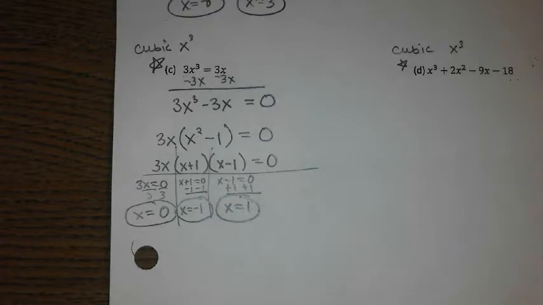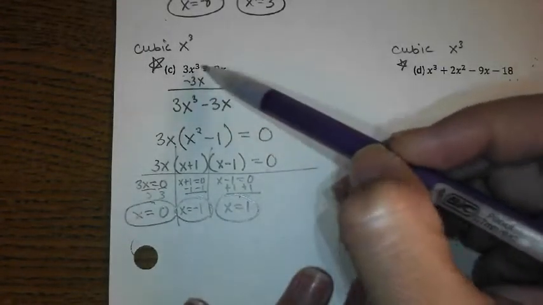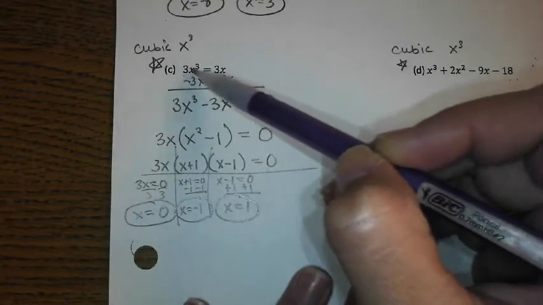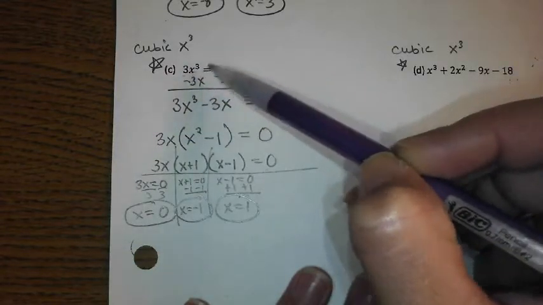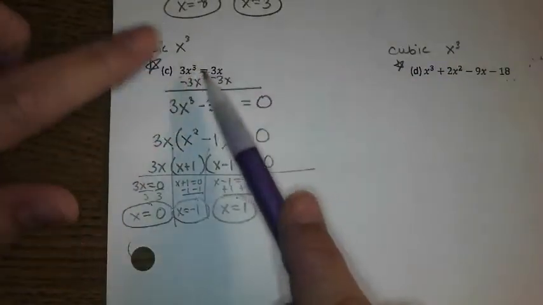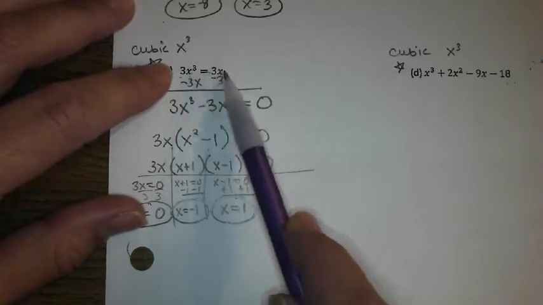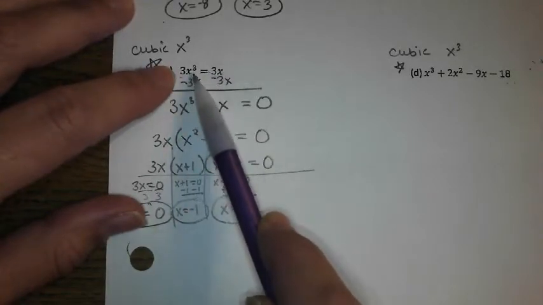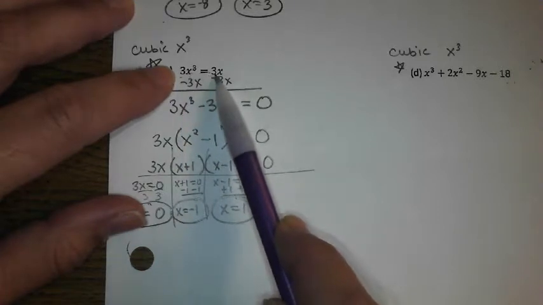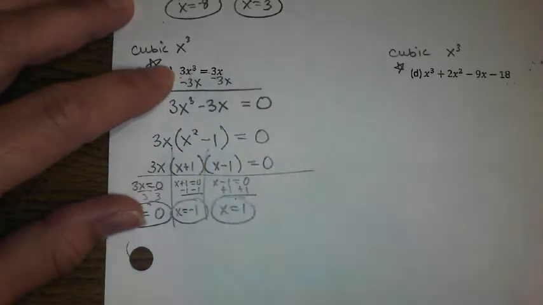Solutions, just like solutions have always been, they're values for the variable that would make the original equation true. Can we all go back and see that if I plug in 0 and check it, what would my left side be if I plugged in 0? 0. What would my right side be if I plugged in 0? So 0 equals 0, that checks out.